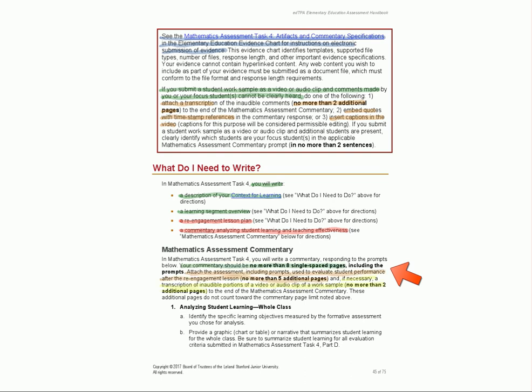This commentary should not be more than 8 pages. Okay? But you may include these additional things, the assessment itself, and if necessary, transcription of inaudible portions of a video audio clip or of a work sample can be included, and no more than 2 additional pages. So here are your page limitations. So let's get started on what you're actually writing.